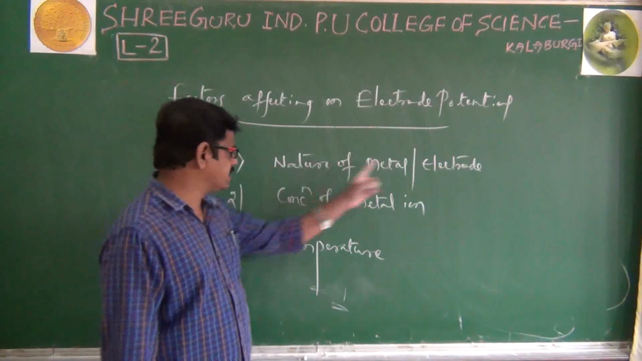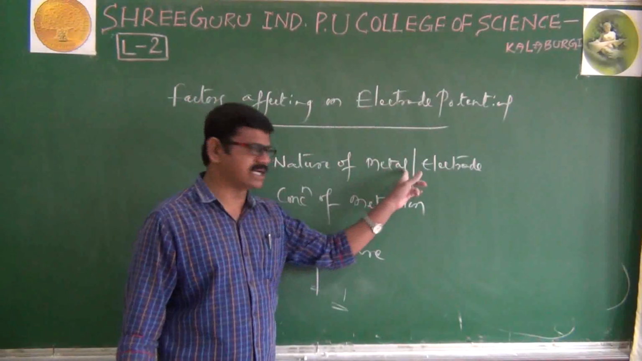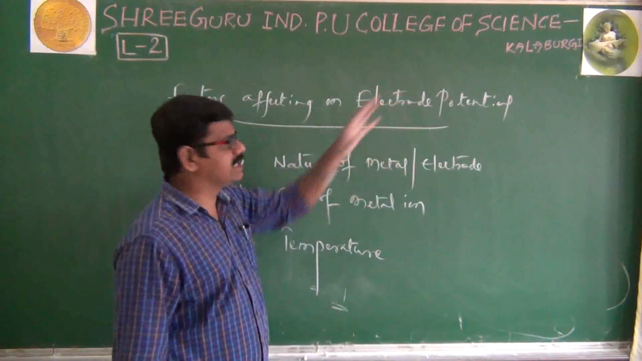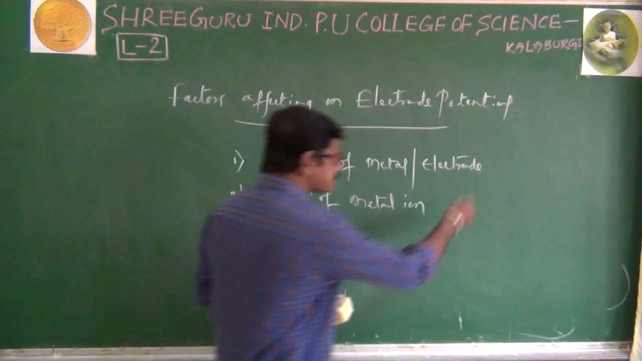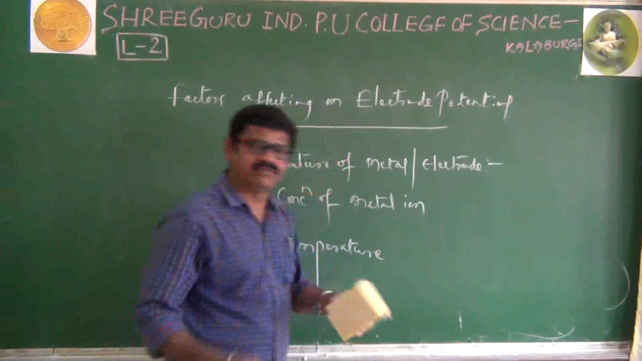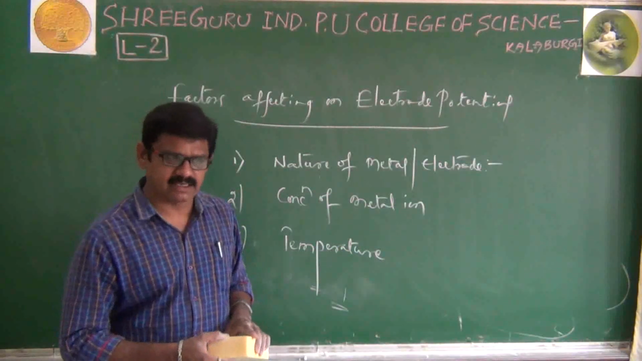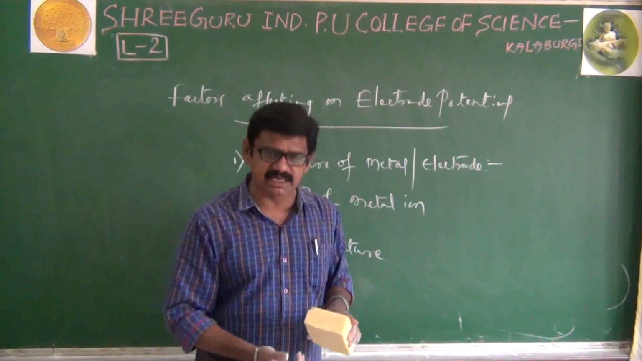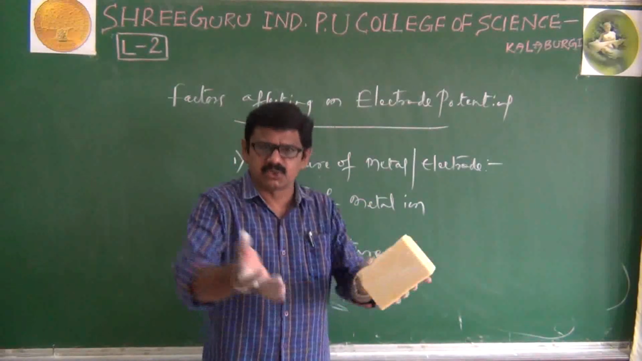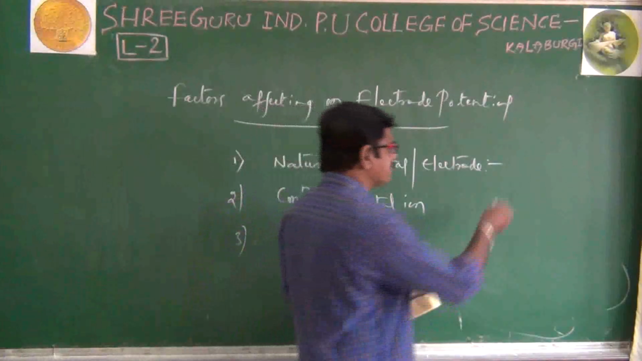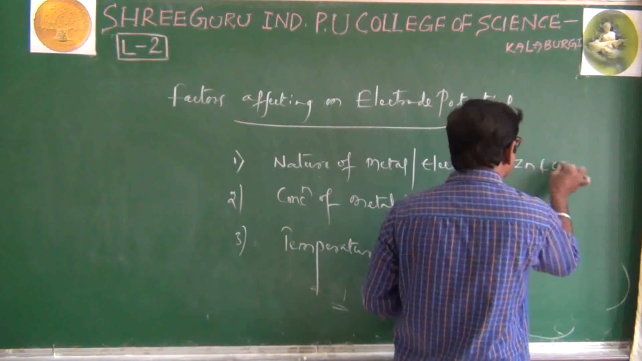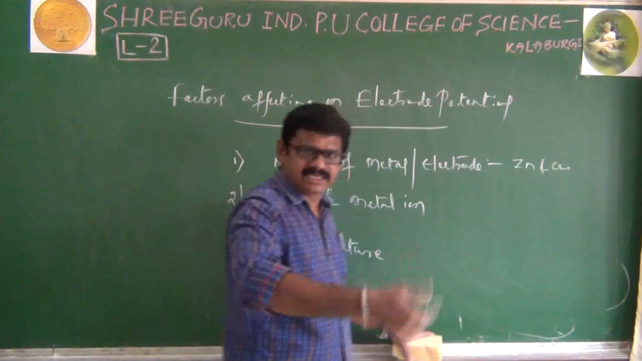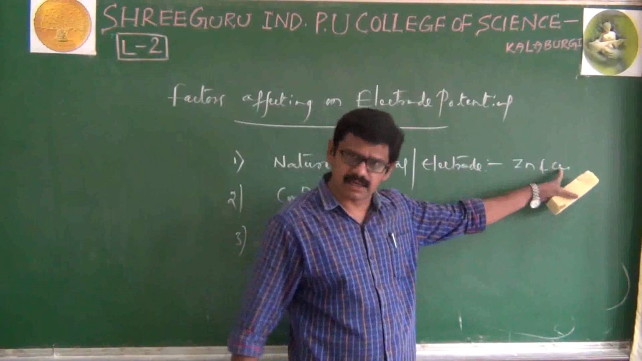For example, if you take the first one, nature of metal or of course electrode, how is nature influencing electrode potential? Because we have different types of metals. Some metals have a tendency to lose electrons easily. Some metals have a tendency to gain electrons. For example, if you compare zinc and copper, zinc has more tendency to lose electrons compared with copper.